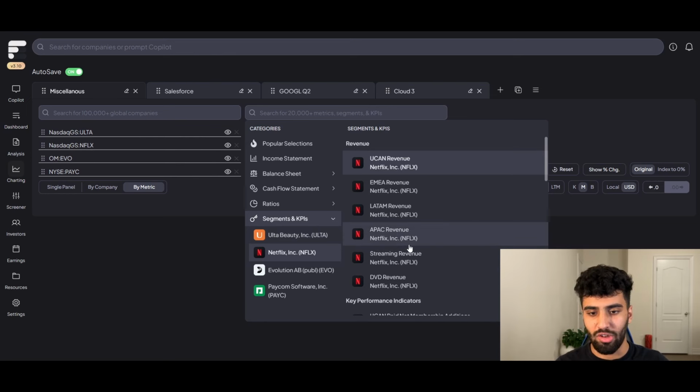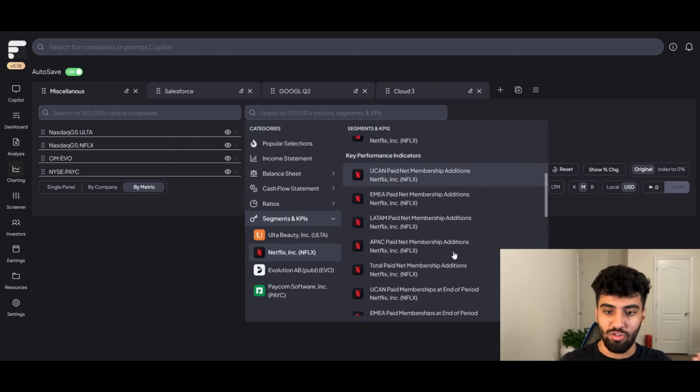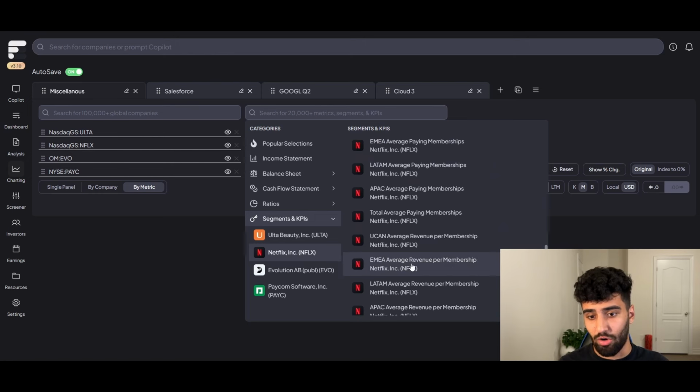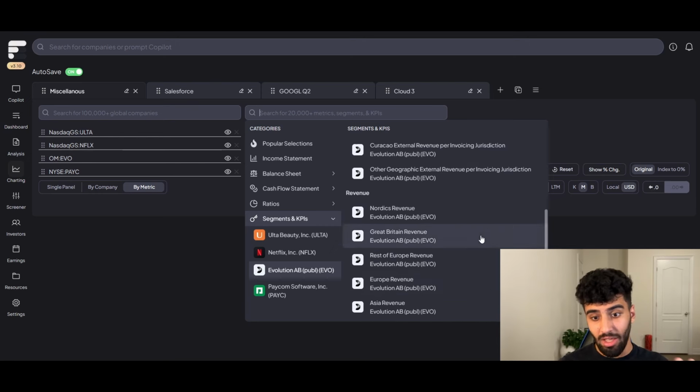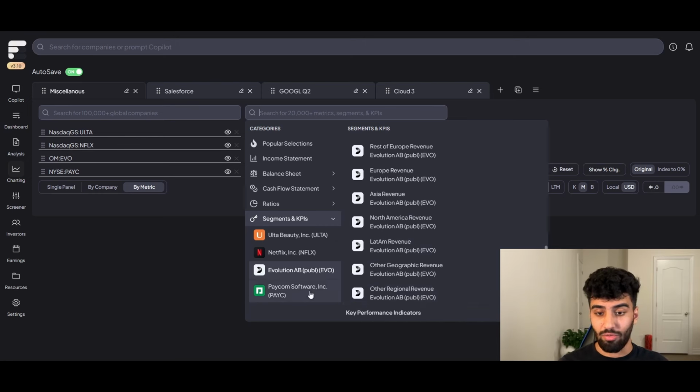Netflix, if you were curious about the revenue makeup by geography or the profit makeup by geography, or for example, over here, the average revenue per membership. They have all these various different KPIs on the website. Evolution Gaming, we've talked about this company extensively in the past. You could see the makeup of live revenue versus RNG, again in various different geographies.